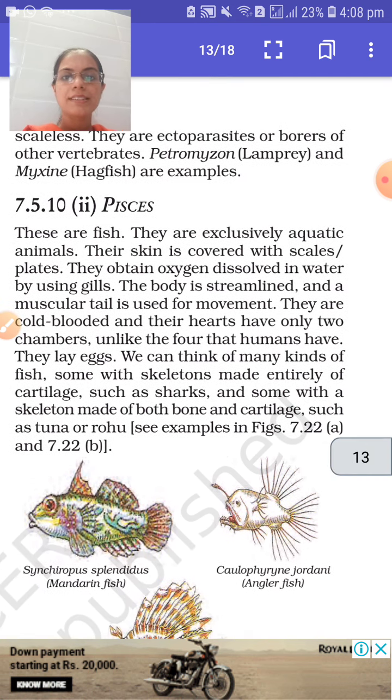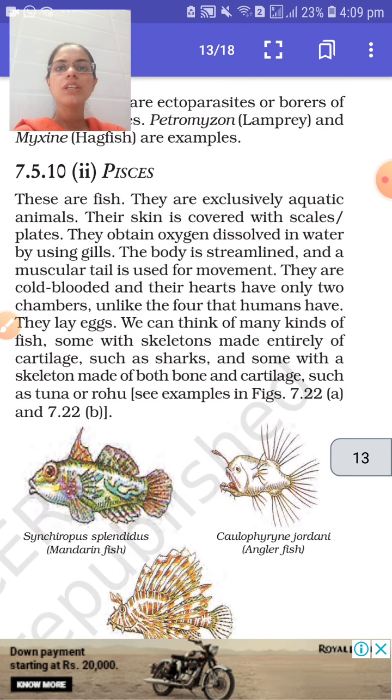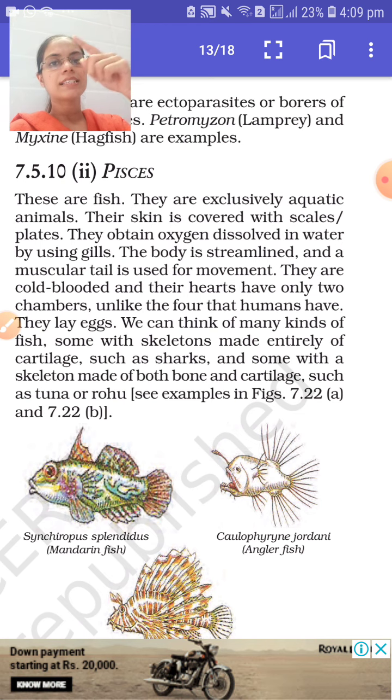Next is Pisces. These are fish. Pisces is one of the zodiac signs as well. If you know, there is one zodiac sign which is Pisces. These are fishes. They are exclusively aquatic. Aquatic means either freshwater or marine. Their skin is covered with scales or plates. You know the body of fish, there is scale, that means a particular pattern is there on the body of the fish.